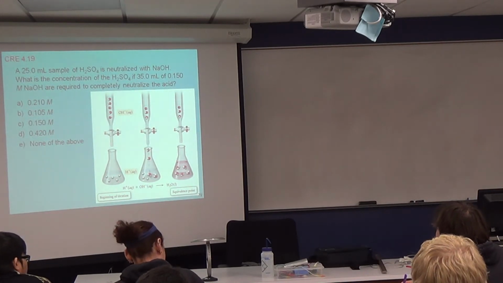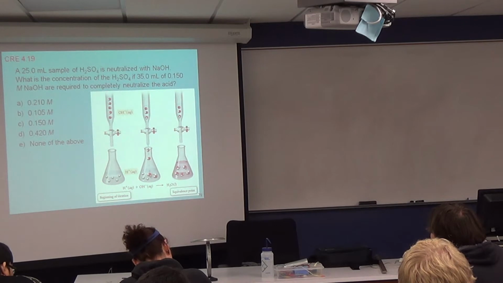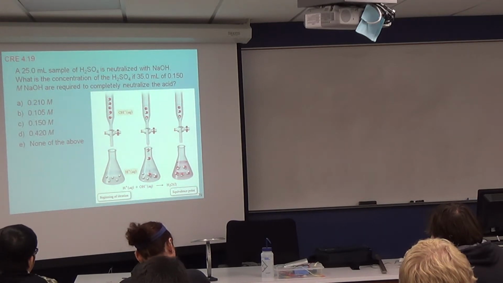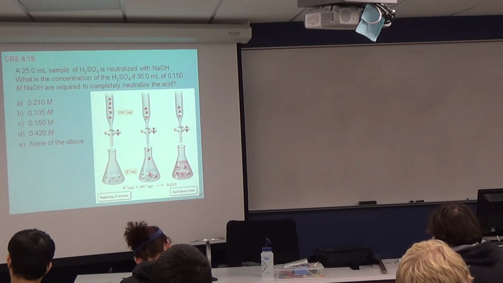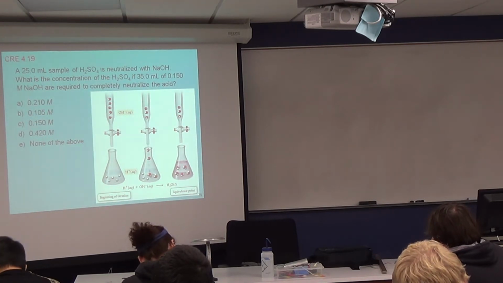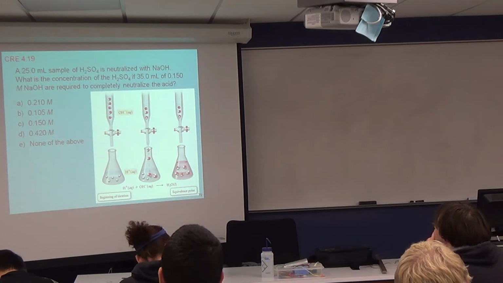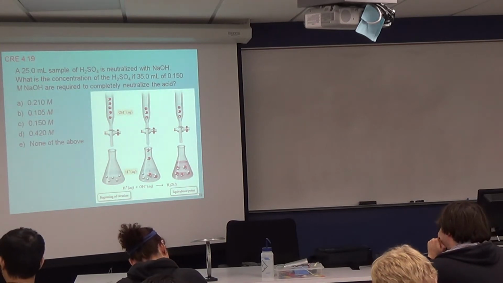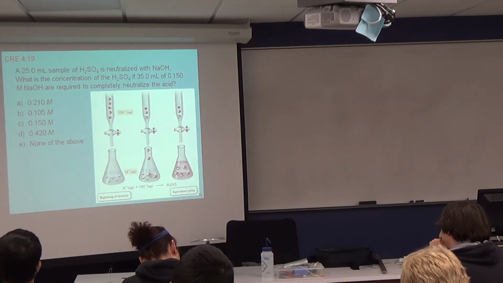Let me first see your balanced equation. I want to see your equation balanced, what the products are, and what your reactants are. Make sure the formula is right. How many Na are in the salt? Na is 1 plus and sulfate is what? Sulfate is 2 negative. Remember that? Okay. So step 1, you get the balanced equation.